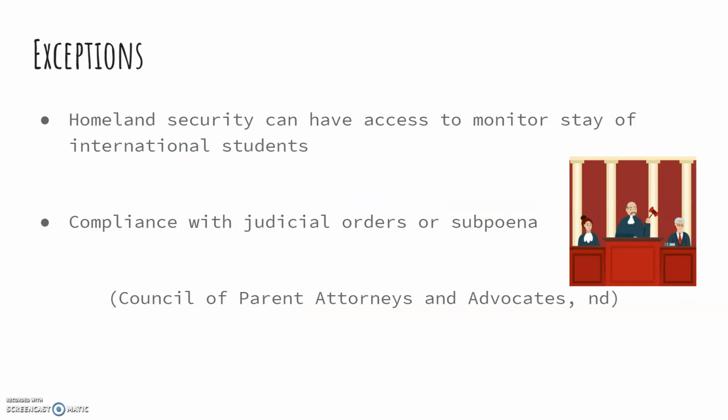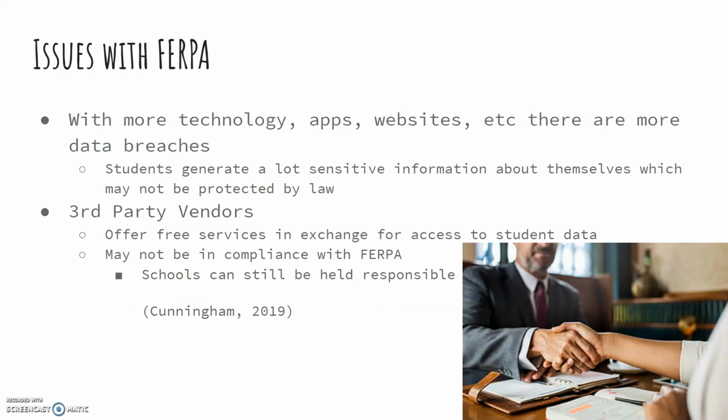Some exceptions would be that Homeland Security can have access to monitor the stay of international students. Usually this only happens if a student's visa is going to run out or something like that. And also if schools have to turn that information over as part of compliance with any judicial orders or subpoenas.